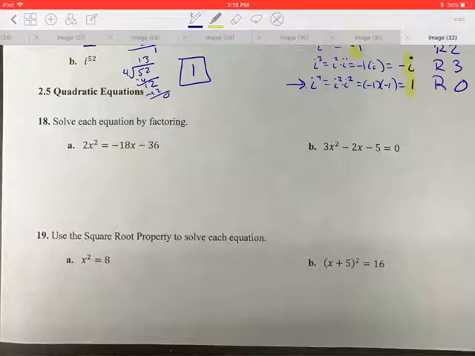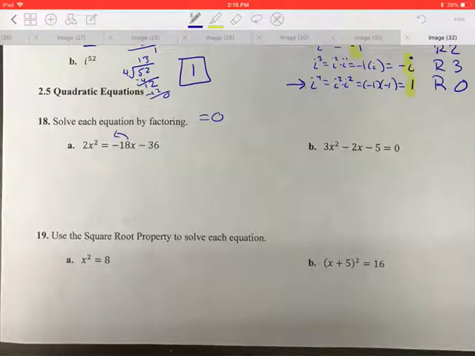Now we're looking at quadratic equations. So we're going to look at number 18 and 19 in this video. In number 18, we're asked to solve each equation by factoring. So when you solve by factoring, the important thing is that you start by setting it equal to 0. So you always want to do that first.